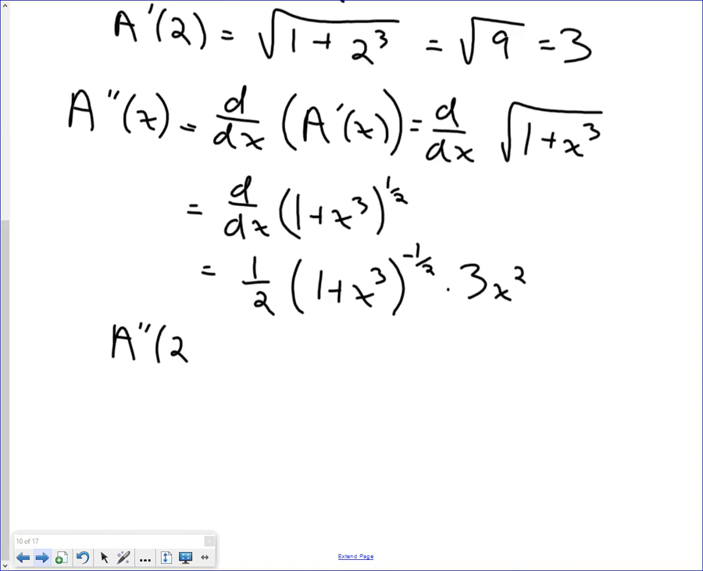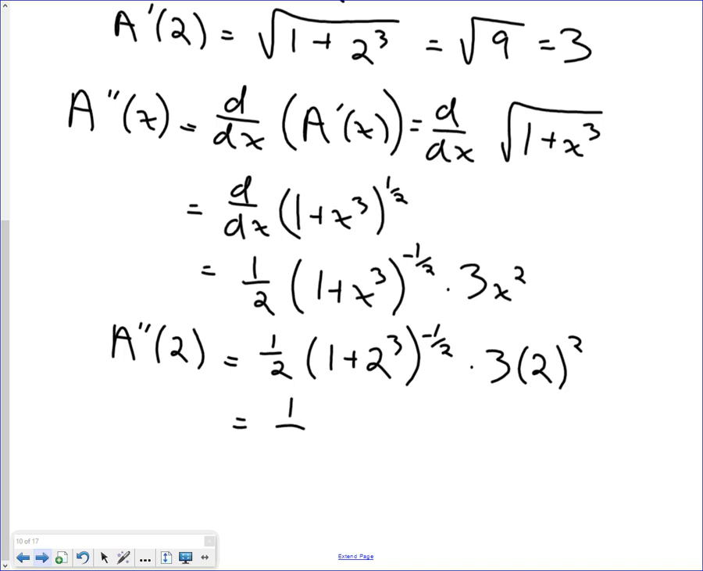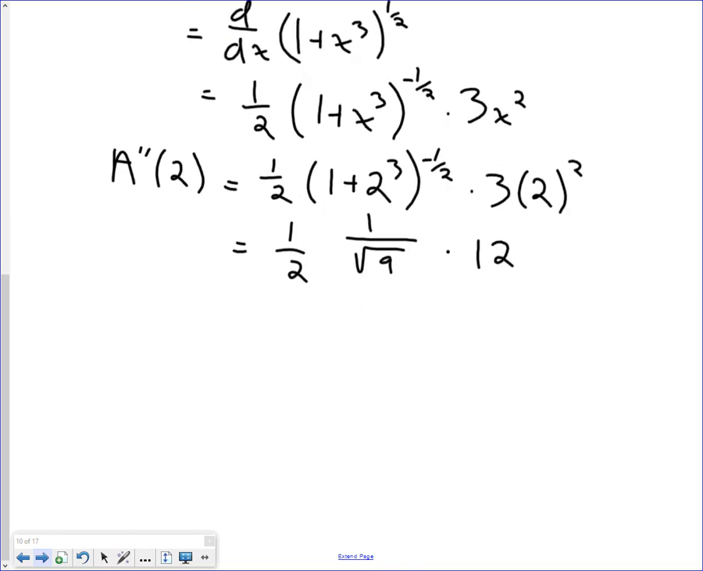So a double primed at 2 is going to be 1/2, 1 plus 2 cubed to the negative 1/2 times 3 times 2 squared. We're going to have 1/2. This is going to be 1 over root 9 times 12. Which is going to give us the 1/2 and the 12 give us a 6 over 3. So a double primed at 2 is going to be equal to 2.